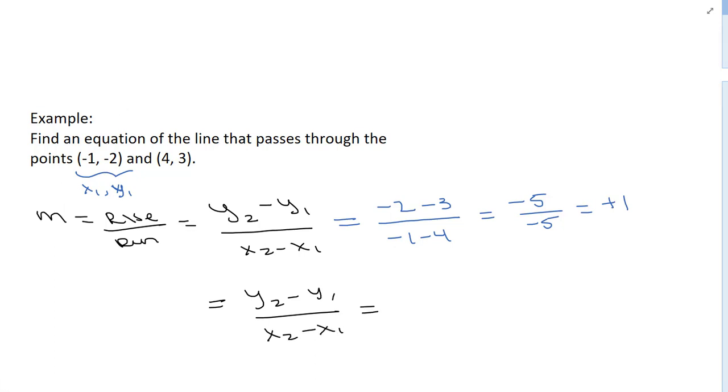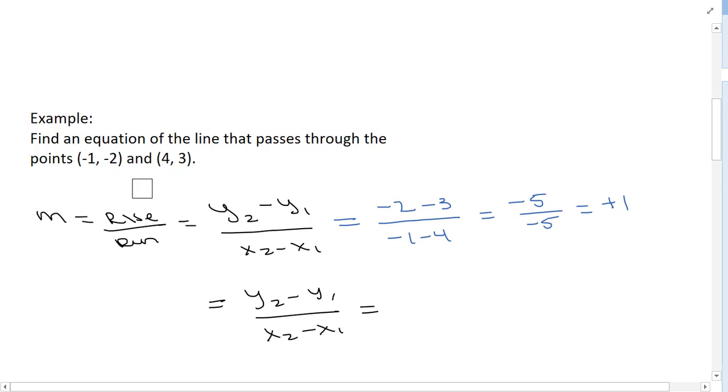if I use my other point, it will be 3 minus a -2. So I can say 3 minus a -2 over, so since I started with 3 on the y, I have to start with 4 on the x. So that's what I mean by being consistent. Whichever point you start with, if I start with this y value, I need to start with that x value. Here I'm starting with this y value, so I need to start with that x value.